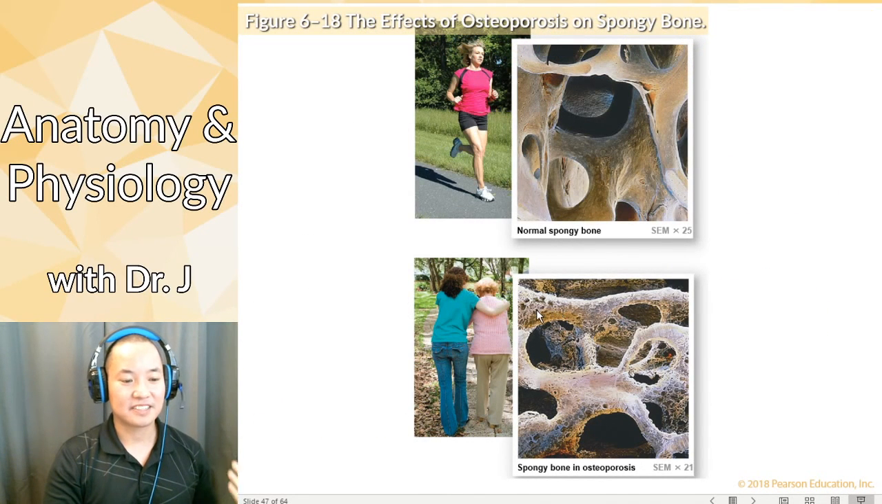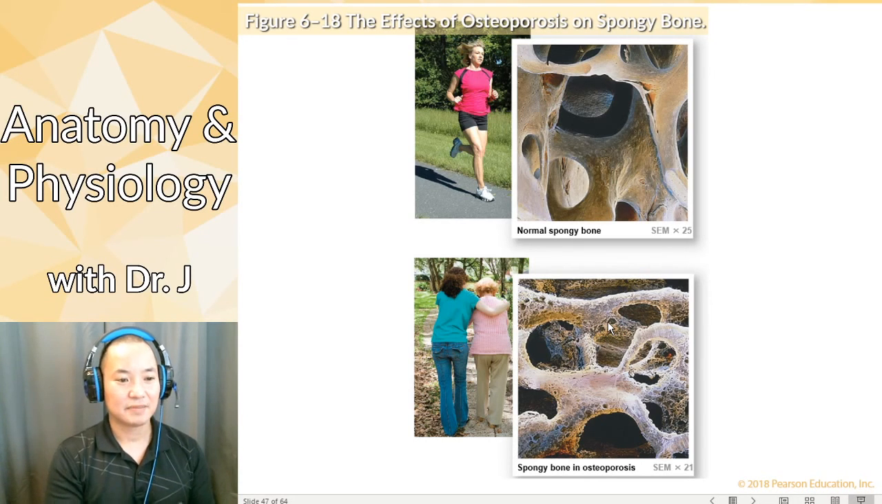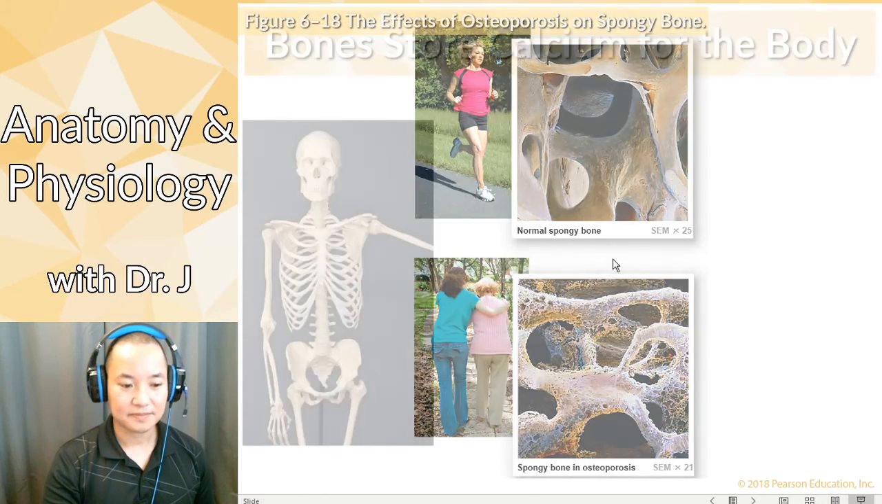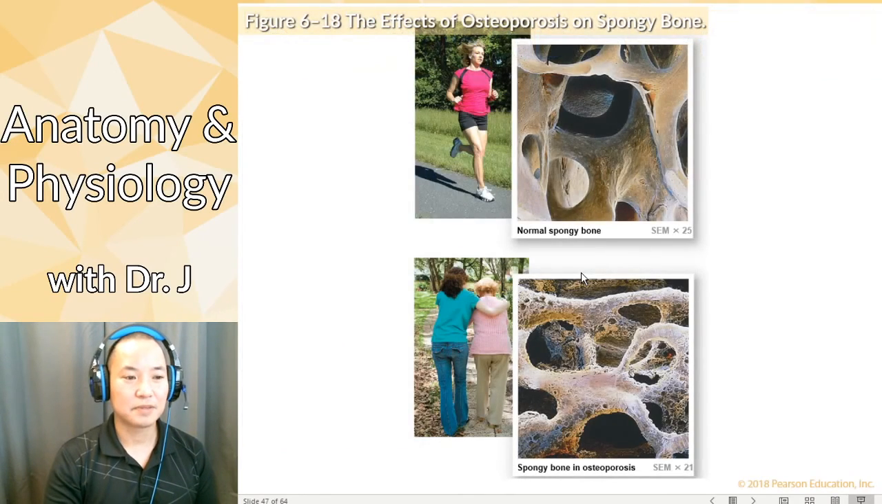If those osteoclasts don't have the brakes on, and you don't have the osteoblasts to repair that bone, now you're going to have all these little holes forming. Why? Because again, that imbalance between osteoblasts and osteoclasts due to that big drop in estrogens. And yes, this is why women are typically more prone to osteoporosis.